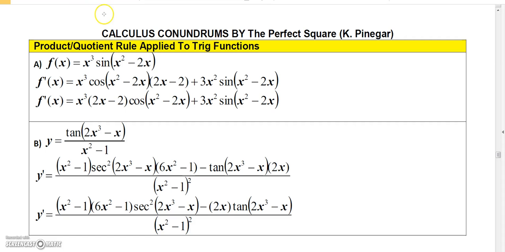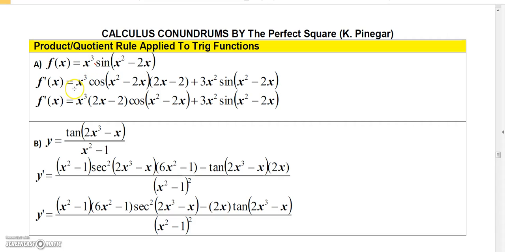Okay, now on the next two, I'm going to make you think a little bit because I didn't write the derivative steps that I wrote on some of the others. But on this, I'm going to use the product rule. So really what I have here is a product because I have x cubed times the sine of x squared minus 2x. So let's think back to the product rule. What do you do for the product rule?